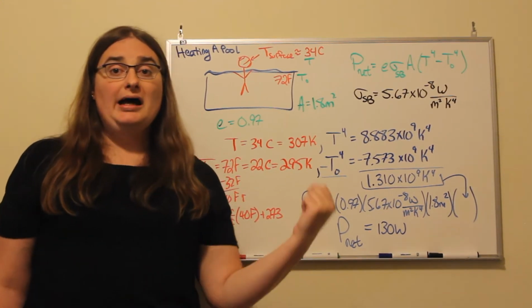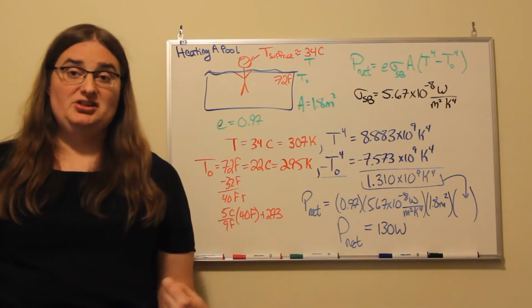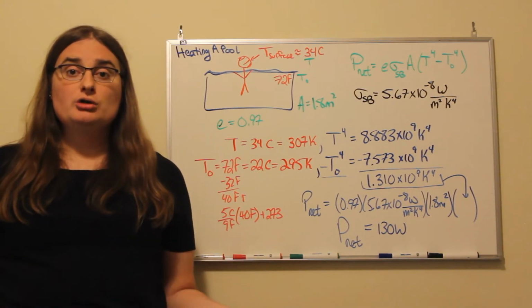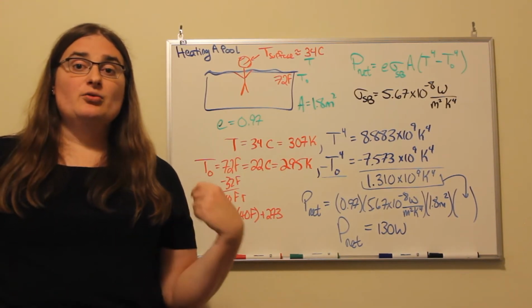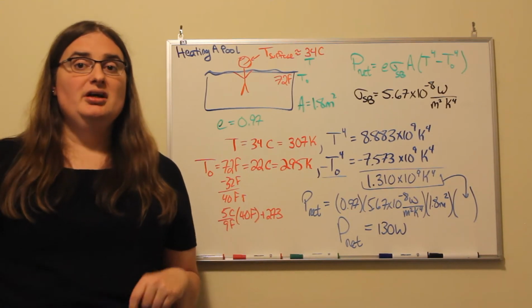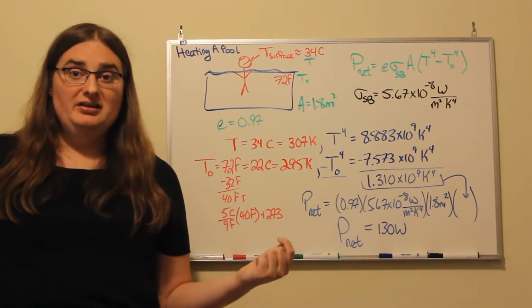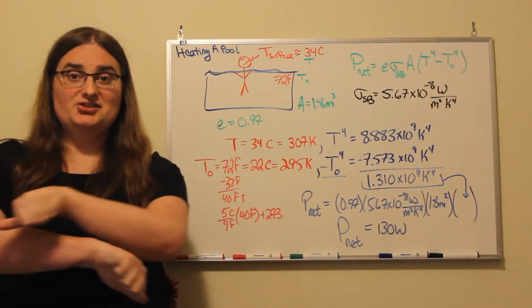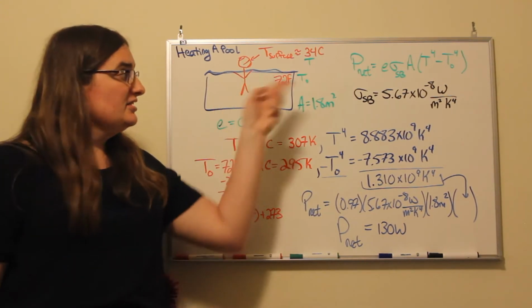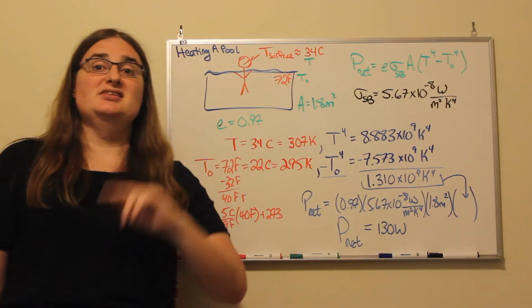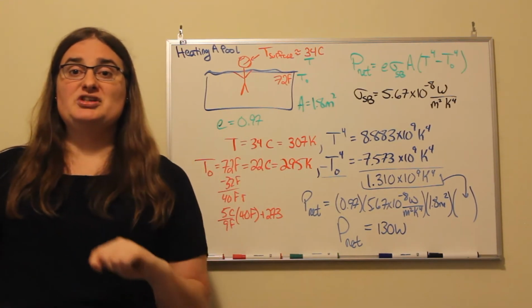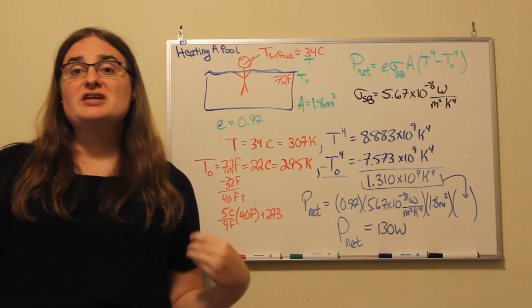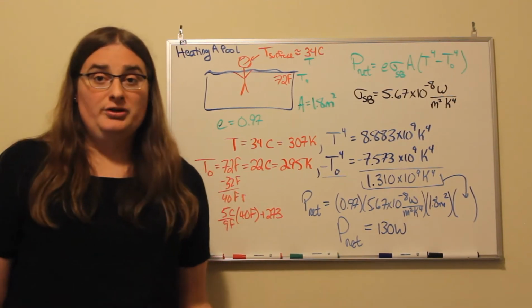Now, objects that are in environments above absolute zero also absorb energy. And the rate at which they absorb energy is going to be the emissivity, because emitting and absorbing are just the same process in opposite directions, times the same Stefan-Boltzmann constant, times the same active surface area, times the temperature of the environment to the fourth power.